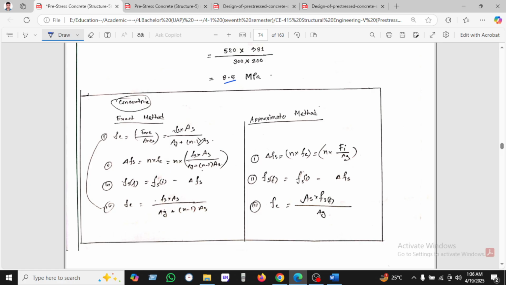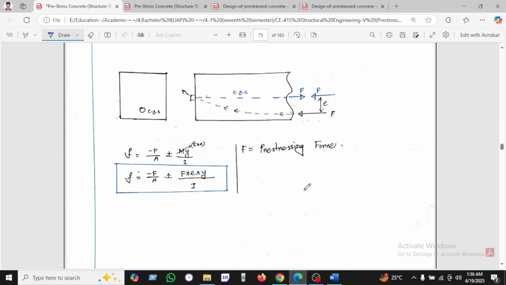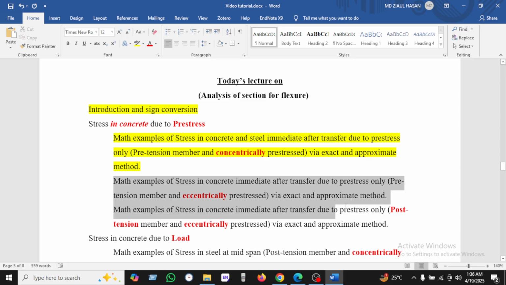So there is some formula we have been seeing. For the exact method we can use this formula, and for the approximate method we can use this formula. Okay, so this example in depth. Now we can see the math example of stress in concrete after immediate transformation due to prestress only. The pre-tension member is eccentrically prestressed, by the exact and approximate method.